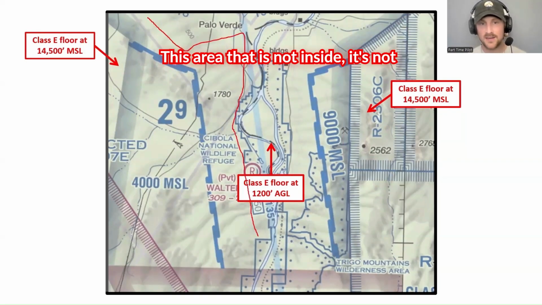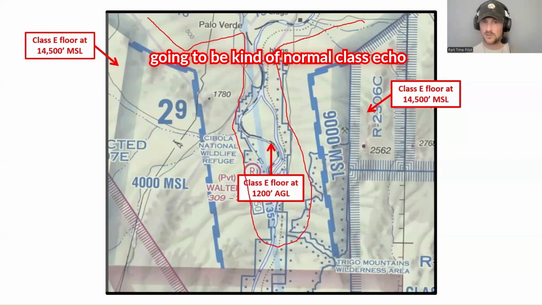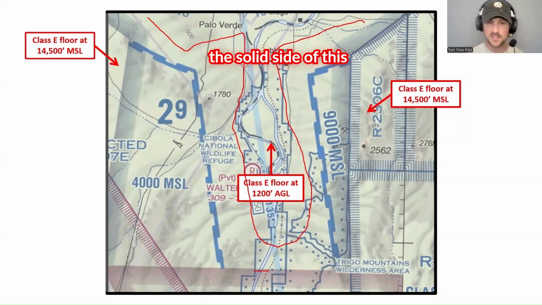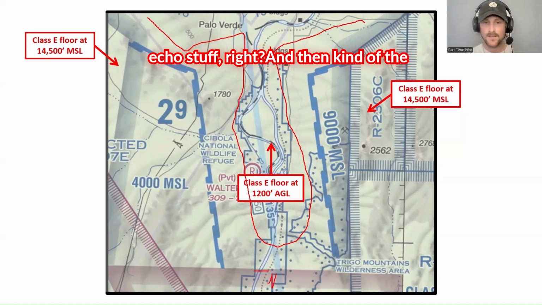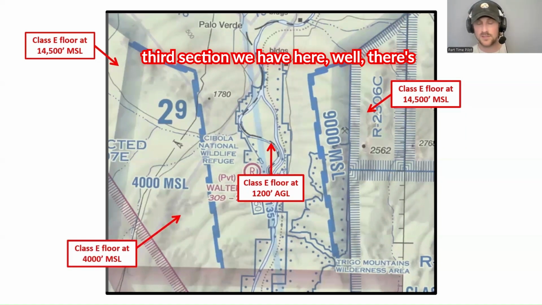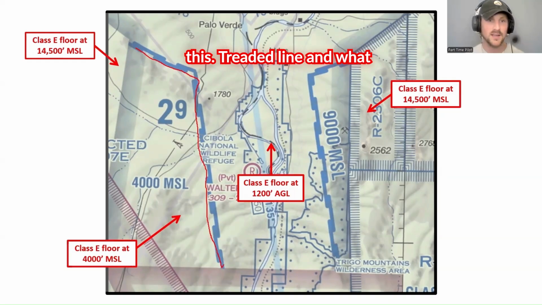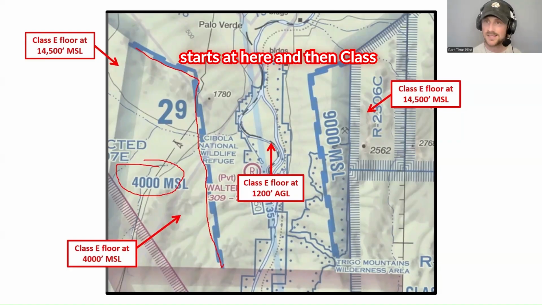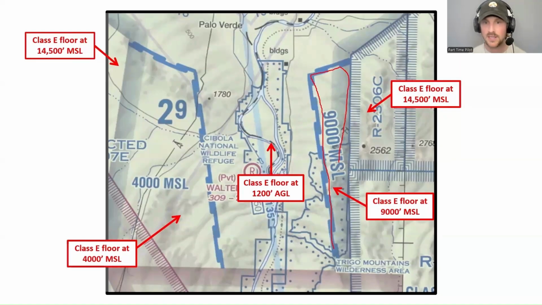But then we have this area that is not inside the treaded blue and it's not inside the shaded blue. So that's just going to be normal Class Echo starting at 1,200 feet AGL. It's on the solid side of this magenta line. And so normal Class Echo stuff. And then the third section we have here, well, there's a third and fourth section, is inside this treaded line. And what this tells us is that Class E floor starts at here, and then Class Golf would be below that. And then again, we have a 9,000 foot triangle here, where Class E starts at 9,000, whatever that's listed.